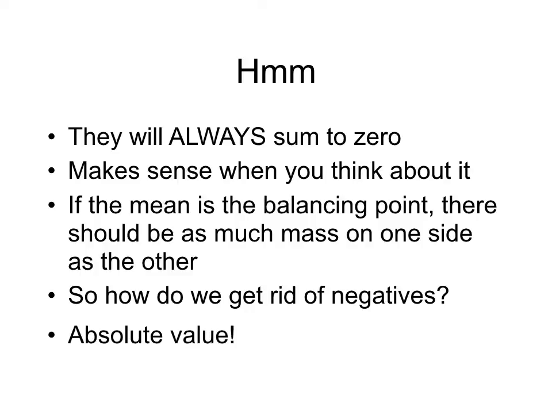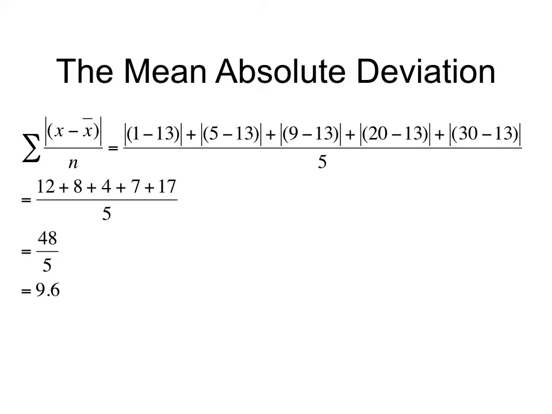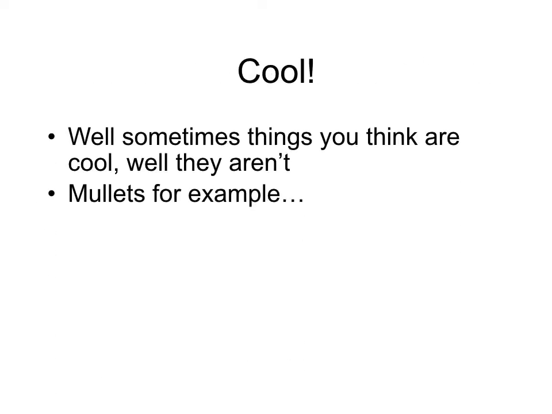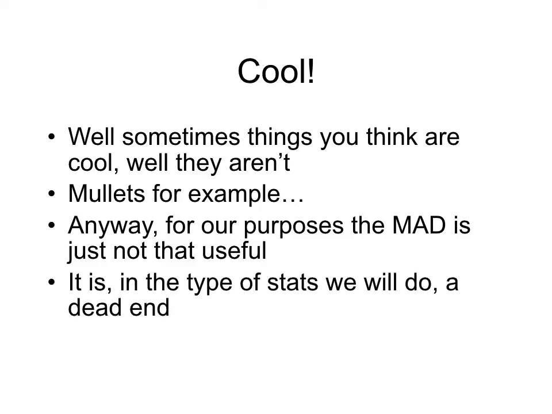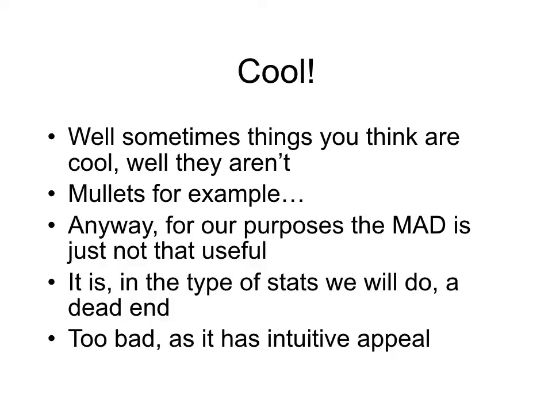How do we get rid of negatives? Absolute value. So we get a quantity called the mean absolute deviation, which is just taking the absolute value, which is when you put those bars on the side of things. And we get a value of 9.6, and that seems all very reasonable and useful. At least it's a number. But it's actually not nearly as cool as you might think. For our purposes, the mean absolute deviation is actually just a dead end. It's useful in non-parametric statistics, but it's not useful in parametric stats, which is the kind of stuff we're going to do. Which is too bad, because it's intuitively exceedingly pleasing.